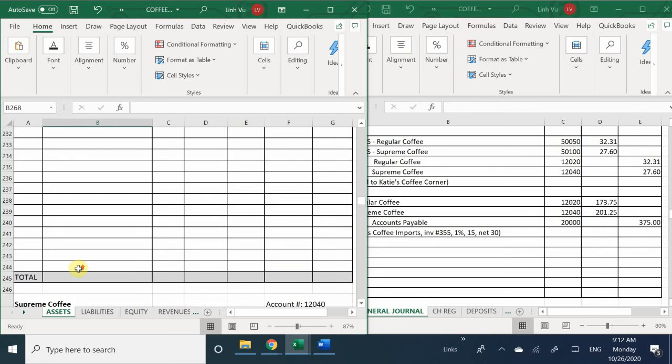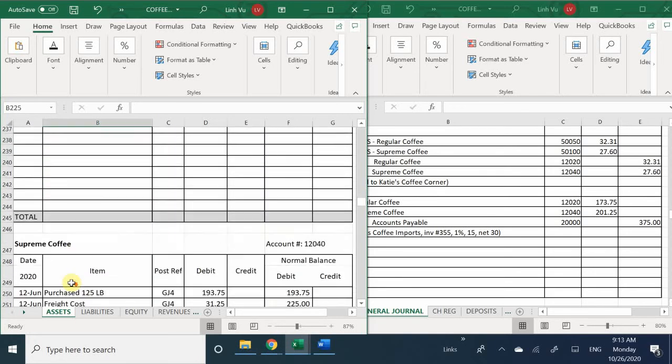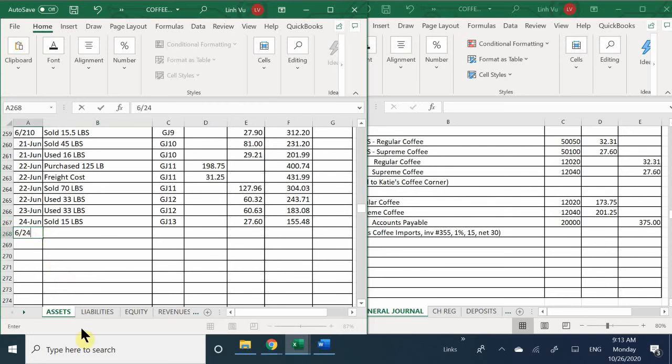We just left off at our Supreme and regular coffee. So regular coffee purchase, 125 lbs, GJ 13, 173.75, and the balance is 274.70. Good. Next the Supreme Coffee, purchase 125 lbs, GJ 13, 201.25, and the balance is 356.73. Good. Okay, and go to the subsidiary.